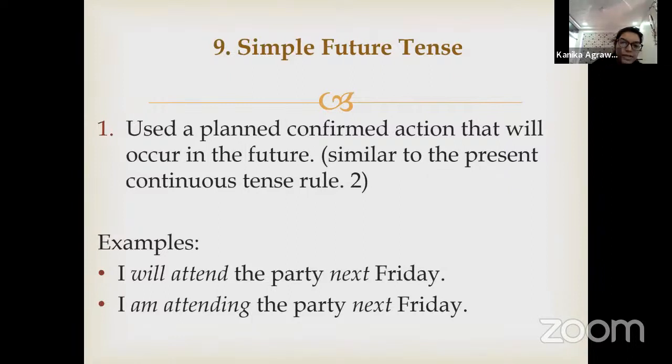We have the simple future tense. It is used for a planned, confirmed action that will occur in the future. And it is also similar to the present continuous tense rule number 2. Okay.